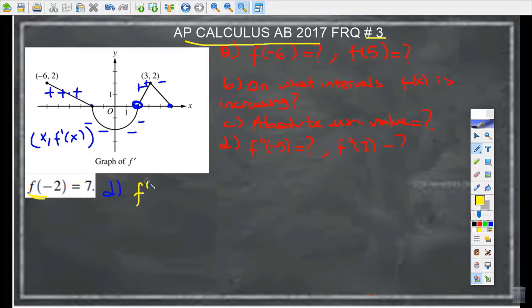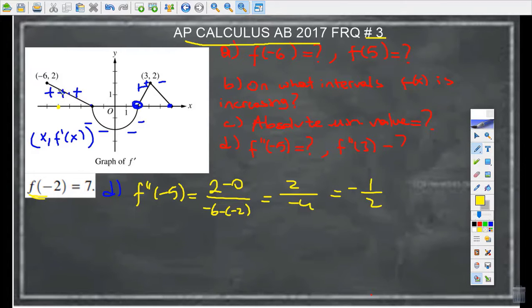So f double prime negative 5. So negative 5 is right here. So basically, f double prime negative 5 is going to be equal to the slope of this line, approximately. So it's going to be equal to 2 minus 0 divided by negative 6 minus negative 2. That's going to be equal to 2 divided by negative 4, which is negative 1/2, because the line is falling down, which means the slope will be negative. Okay, we got the f double prime negative 5.